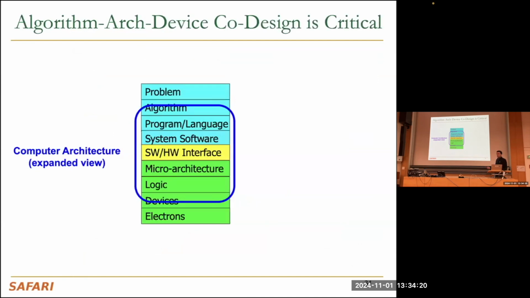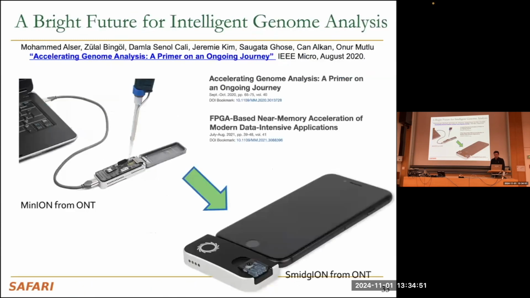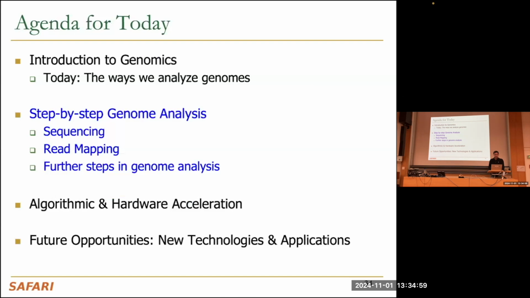And of course, to achieve this, as you've probably seen this figure so many times, we need to look at the entire stack of computer architecture to co-design the algorithm, architecture, and software altogether. So if you're interested in learning more on how we accelerate the genome analysis, you can take a look at this paper. This is a review paper. It's an invited review paper that was published and presented last year at DEC. This is also another work that shows what the current efforts are to accelerate genome analysis.